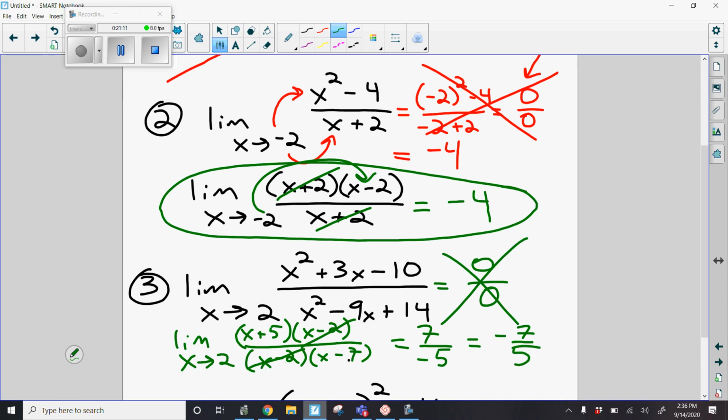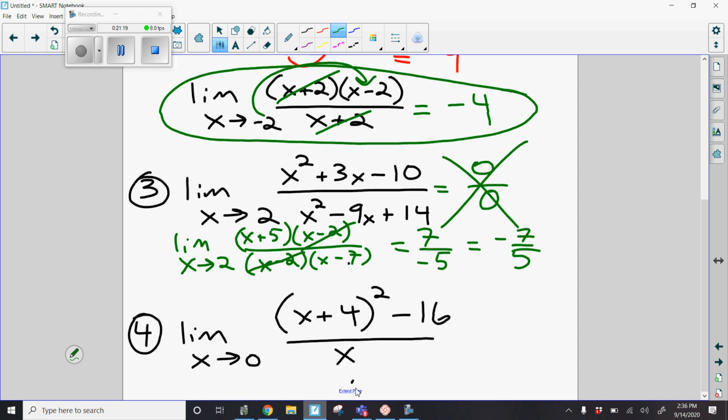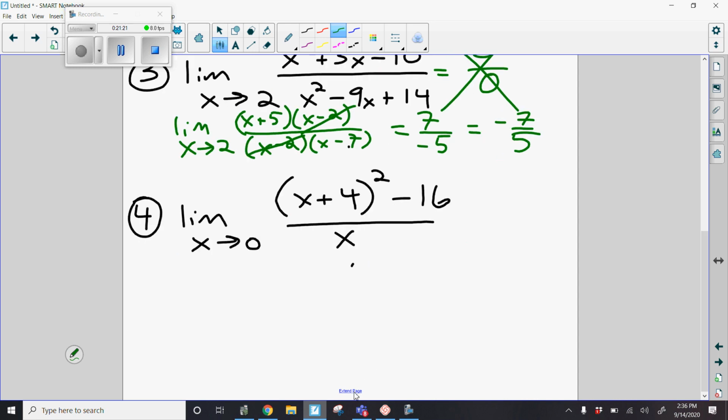Okay, last problem before we're done today. Let's look down at the very last problem. Here we see the limit as x goes to 0 of (x plus 4) squared minus 16 over x.